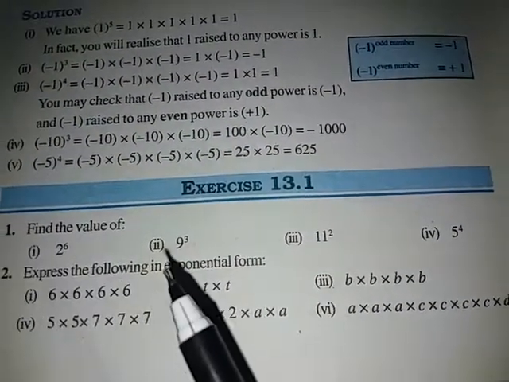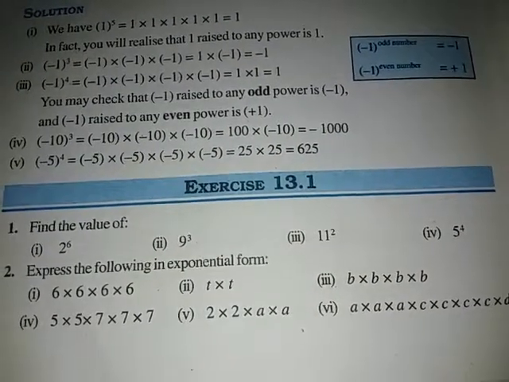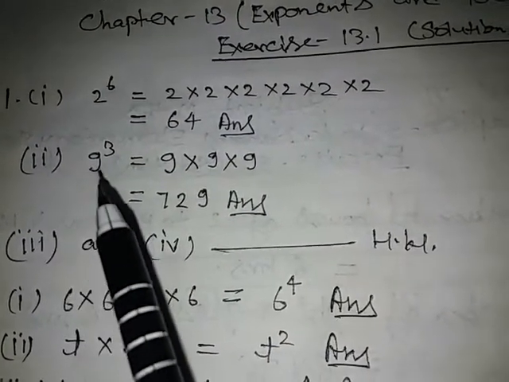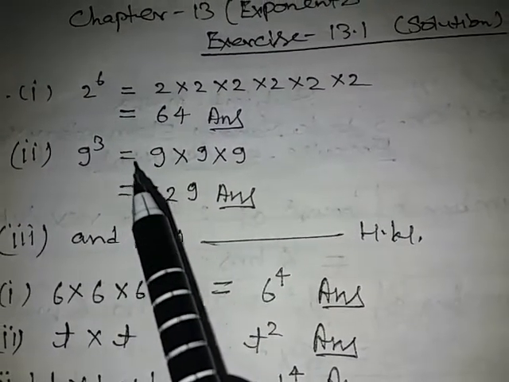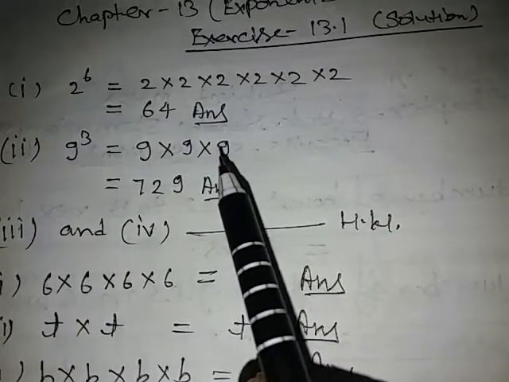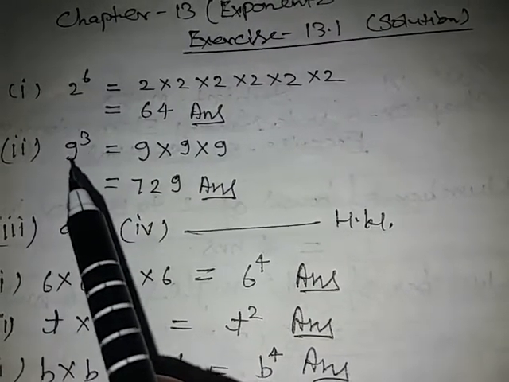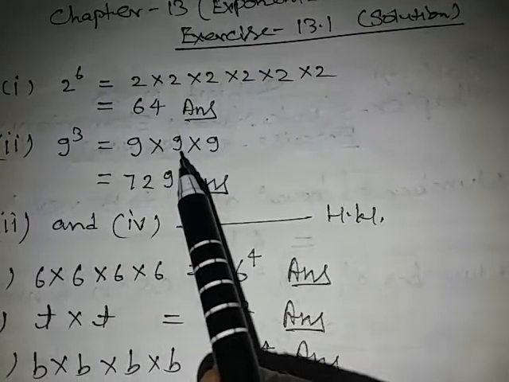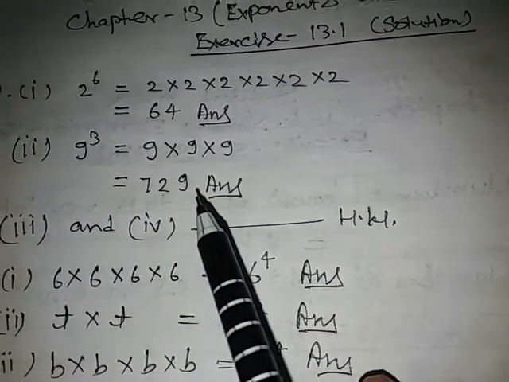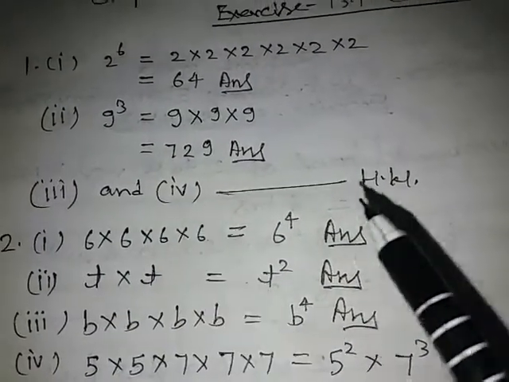The second part is given: find the value of 9 to the power 3. Now the solution of part 2, 9 to the power 3 is equal to 9 into 9 into 9, because the exponent given is 3. So we have to write 9 three times. 9 nines are 81, 81 nines are 729. It is the answer. Similarly, you can solve parts 3 and 4 as homework.